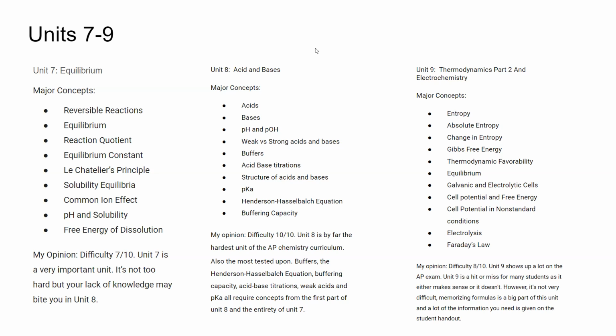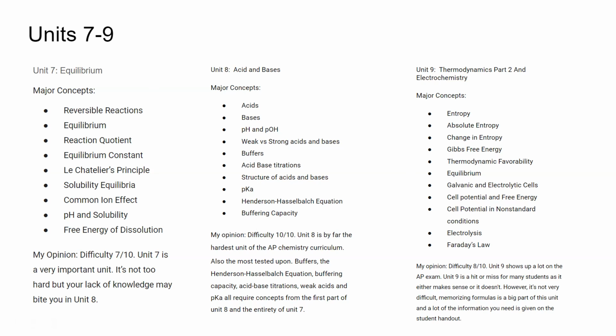If you don't have a strong foundation of weak acids and the earlier stuff in unit 8 and the entirety of unit 7, buffers will be very, very difficult. Acid-base titrations is also a very difficult concept, especially the calculations. Structures of acids and bases, pKa, which is another way of measuring the strength of an acid that has to do with unit 7, the Henderson-Hasselbalch equation, and buffering capacity.